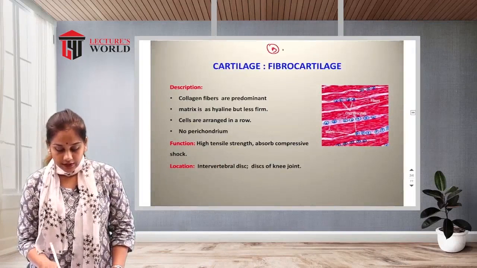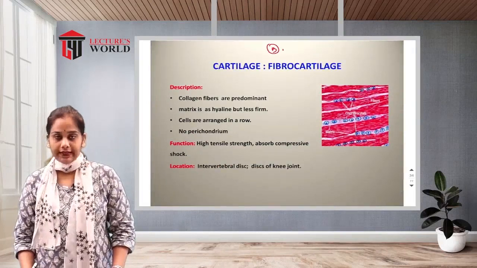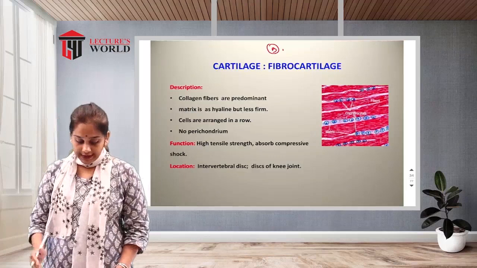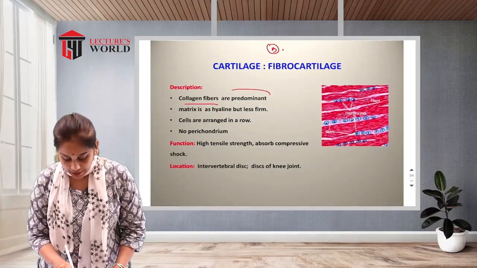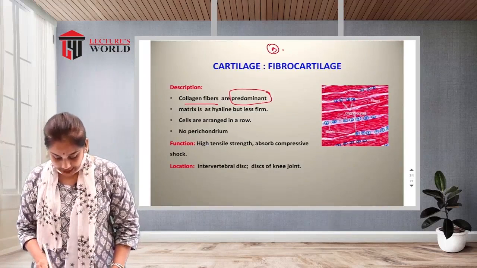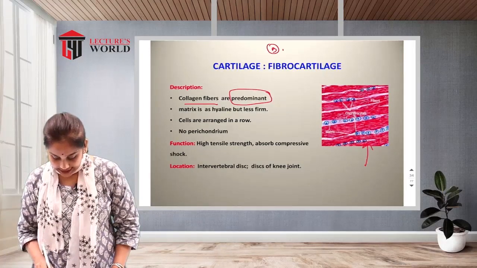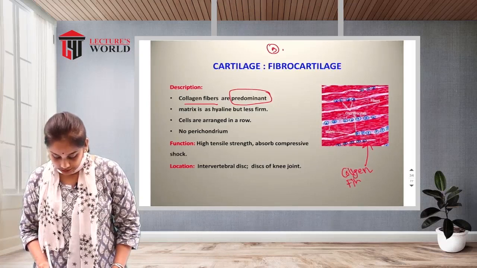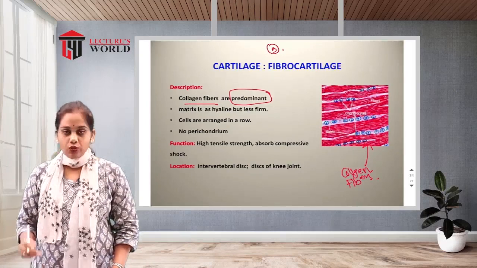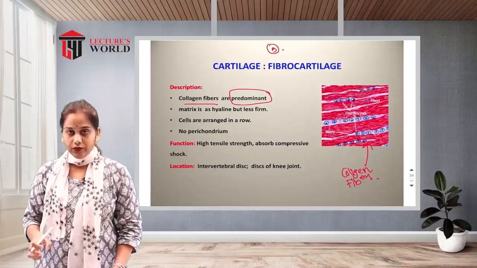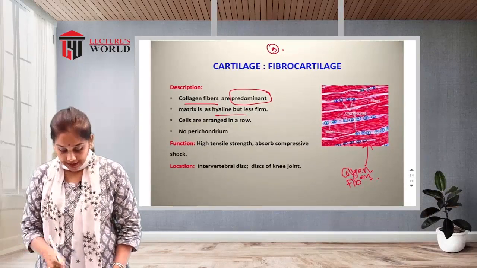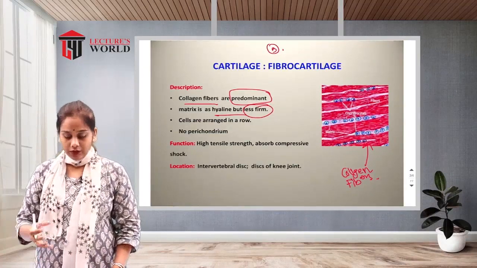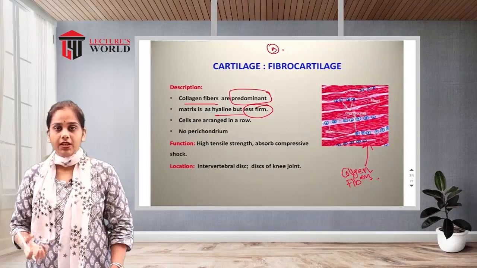Next, the third cartilage is the fibrocartilage. Let us see the introduction of the fibrocartilage. Collagen fibers are predominant. See here, this is the collagen fiber. The matrix looks like hyaline cartilage but is less firm, and not much stretchable.